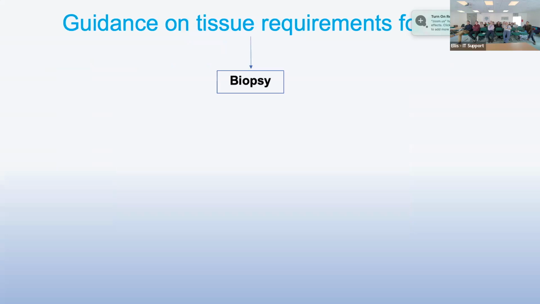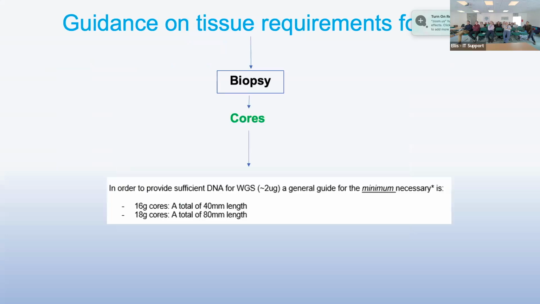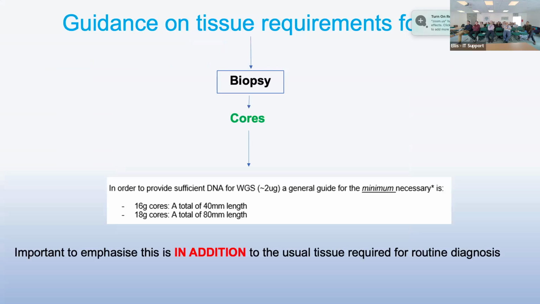The tissue requirements: the general guidance is that for 16 gauge cores, it's 40 millimeters length, and for 18 gauge, it's 80. It's important to realize that this is in addition to what you would take for a routine diagnosis if you weren't doing WGS, because we can't compromise the diagnosis. We can't split what we've got.